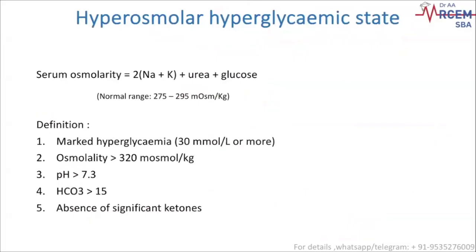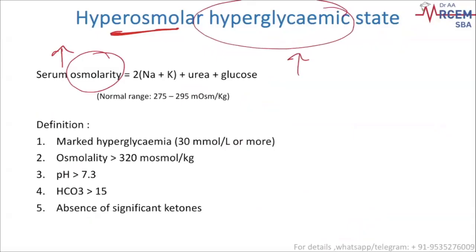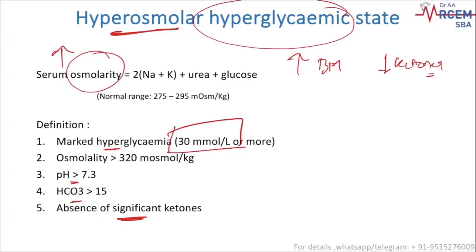What is hyperosmolar hyperglycemic state? As the name suggests, hyperosmolar means the osmolality will be on the higher side. Hyperglycemic means significantly high glucose levels will be present, but no significant amount of ketones. Because of the absence of significant ketones, the bicarb usually will be more than 15 and the pH will be more than 7.3. There will be marked glucose elevation, in the range of more than 30 millimoles per liter, and the osmolality will be significantly high.